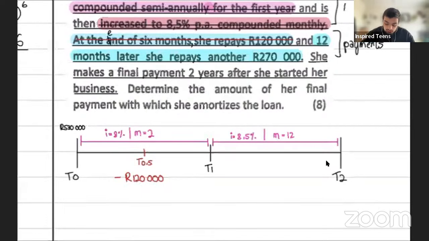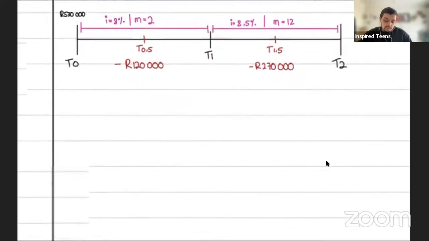So that's done. At the end of 6 months, she repays 120,000, represented. 12 months after the first 6 months is going to be 1.5 years. At 1.5 years, we can say T1,5. What happens? She repays another 270,000. So from the amount she owes them, she pays 270,000, so minus 270,000 from the loan amount. She made a final payment 2 years after she started. We put that in the timeline as well. Determine the amount of the final payment with which she amortizes the loan.